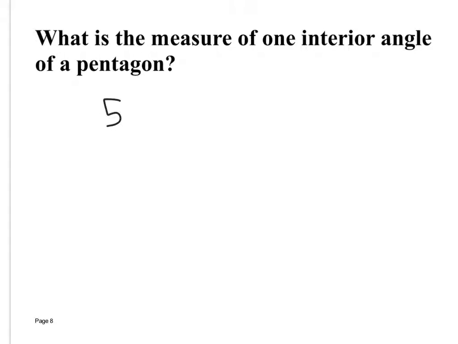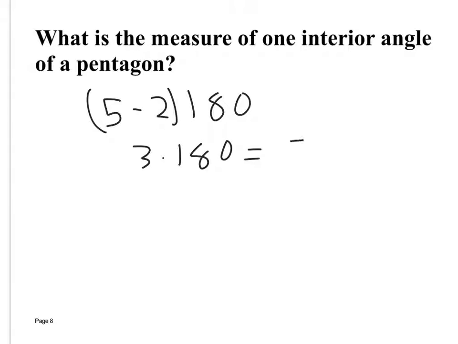All right, find the measure of one interior angle of a pentagon. Pentagon has 5 sides, so I do 5 minus 2. I times that with 180. 3 times 180 is 540. And then I divide by the number of sides. 3 is not the number of sides of a pentagon. What's the number of sides of a pentagon? 5. Or really you could say the number of angles in a pentagon, which is the same as the number of sides. 5 sides, 5 angles. Pentagon has 5, so I divide that by 5. Right? I get 108. Your homework assignment for today.